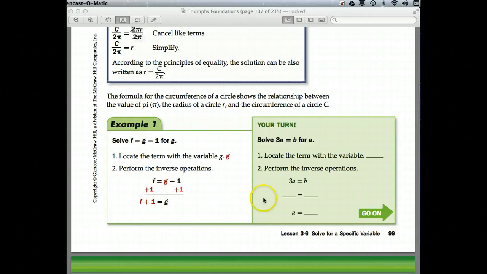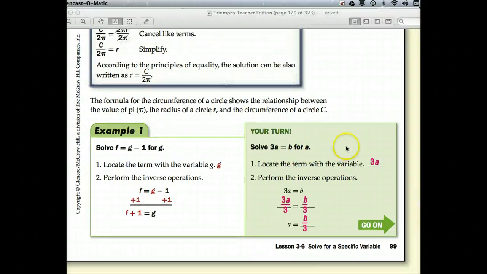You need to pause the video, and it's time for you to take a turn and solve for a. What operation is being performed with the variable a? Well, it's multiplication. The inverse is division. So we have to divide whatever's with the a to get rid of it. Divide both sides by 3, so a is equal to b over 3. Very good.